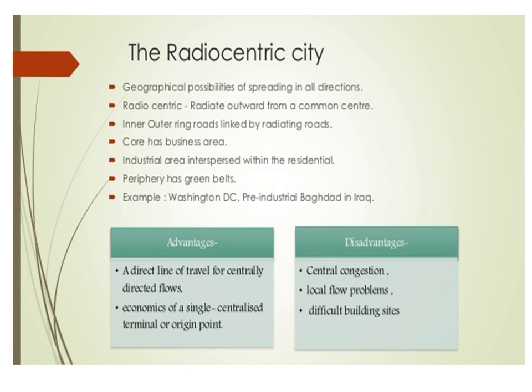Following are the advantages of the radiocentric city: a direct line of travel for centrally directed flows, then economy of a single centralized terminal or origin point. And the disadvantages are central congestion is possible, local flow problems, and difficult building sites are present.